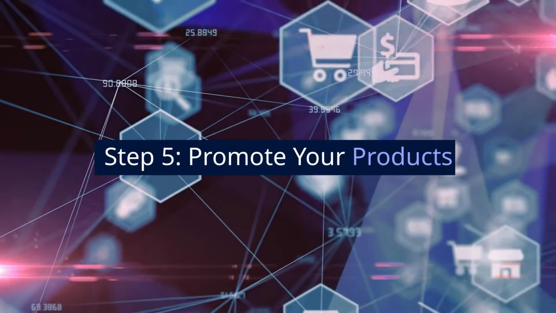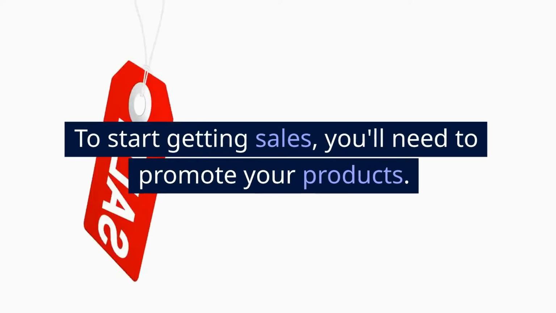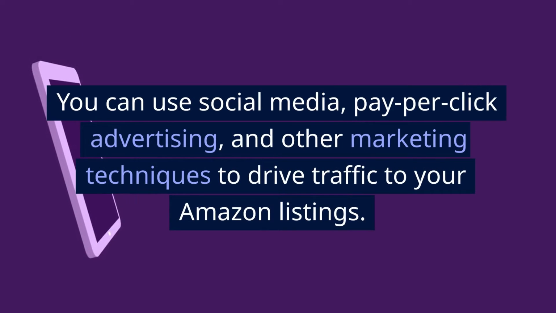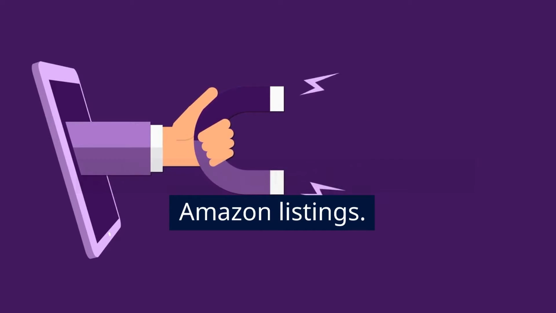Step 5. Promote your products. To start getting sales, you'll need to promote your products. You can use social media, pay-per-click advertising, and other marketing techniques to drive traffic to your Amazon listings.